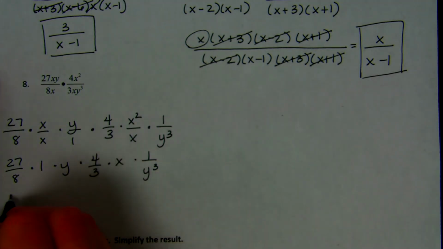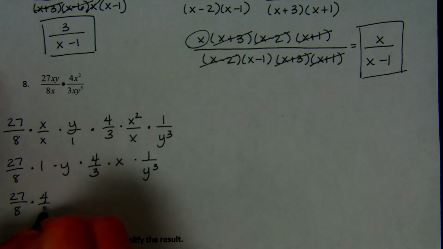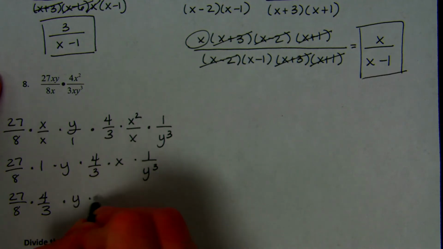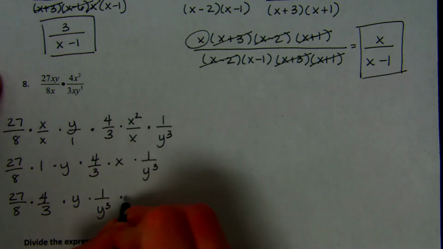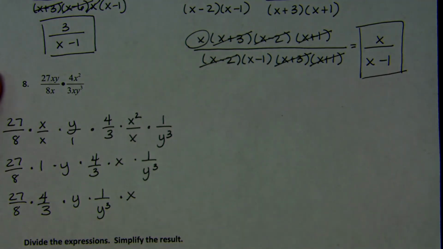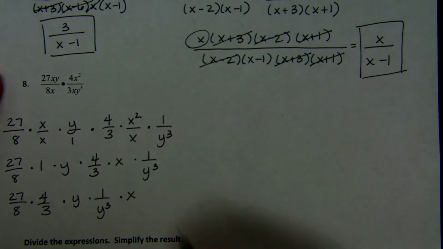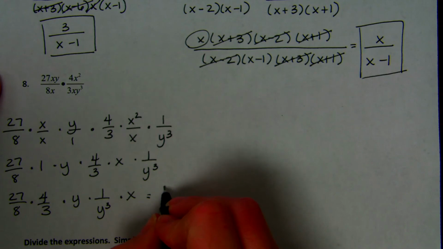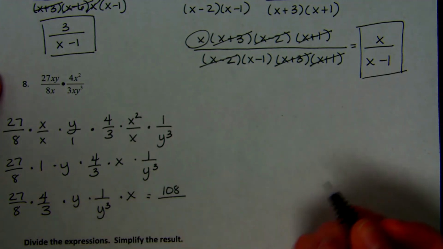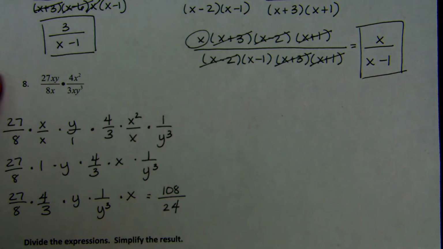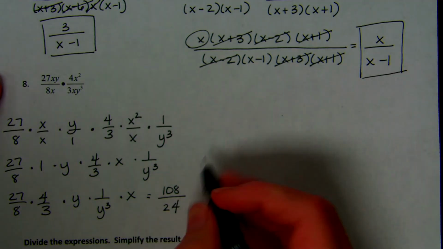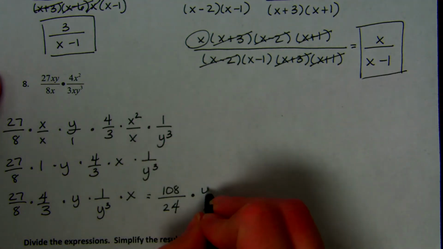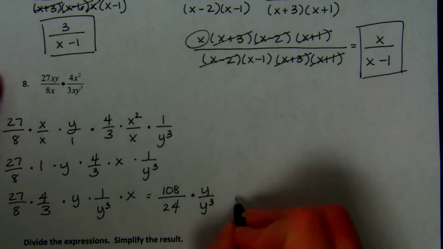So 27 over 8 times 4 over 3. That 1 just sort of disappears. This is y times 1 over y cubed, and then times x. It's just sort of chilling on its own there. 27 times 4 is 108. And 3 times 8 is 24. You know, this is times the y over y cubed, and then times x.